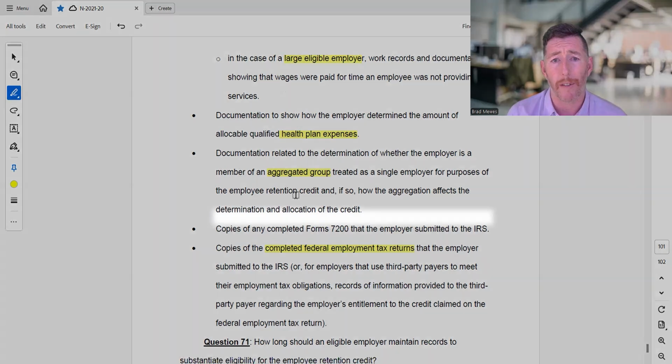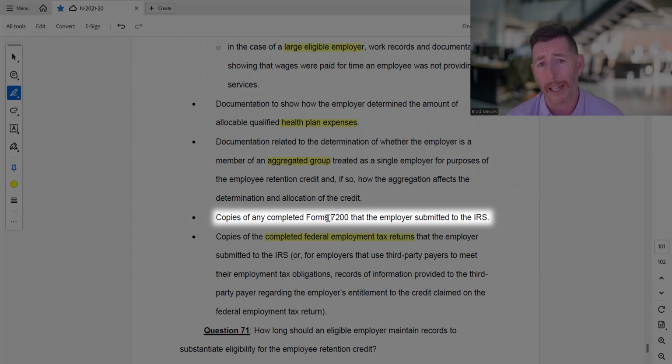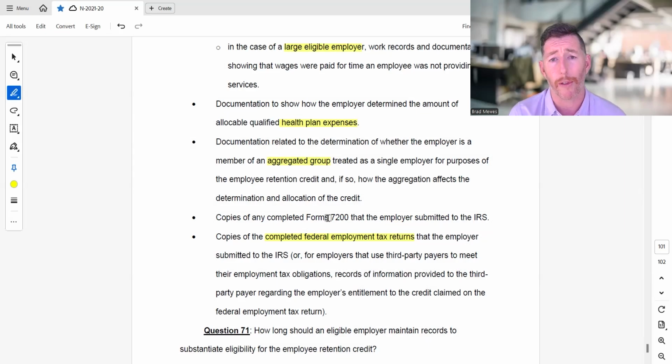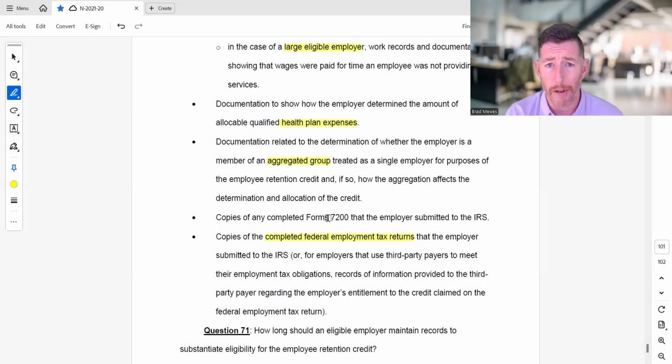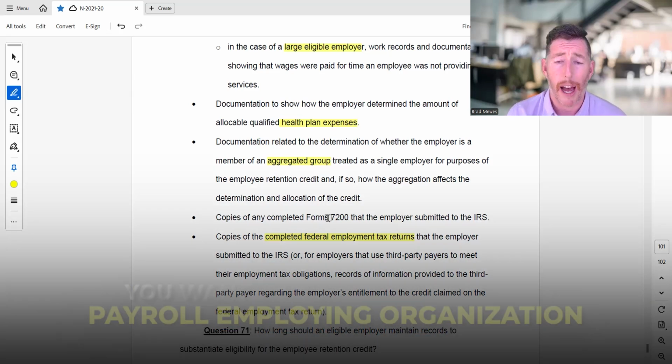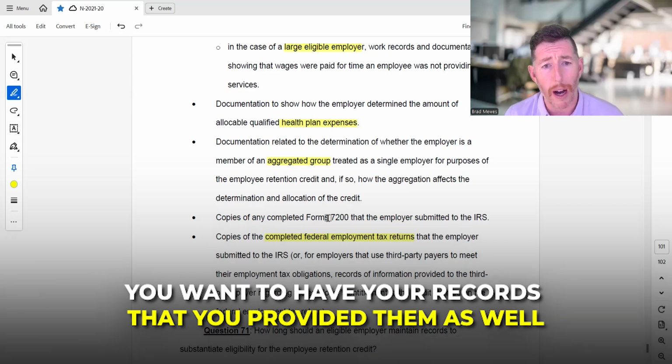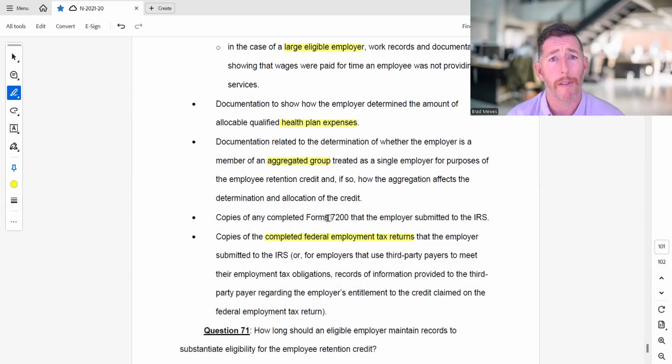If you happen to file Form 7200, very few folks did, but back in 2020, 2021, there was an opportunity to request it in advance of the ERC before you file your payroll taxes. That Form 7200, you need to have that on file. Not many people did that, but if you did, you want to make sure you have that on file. And then any completed employment tax returns that you submit to the IRS, right? So whether you amended your returns or just your original returns, you want your 941s and your 941-Xs on hand. And if you happen to use a PEO, or professional employer organization, you want to have the records that you provided them as well. Your PEOs are asking for a lot of the same type of information as well.